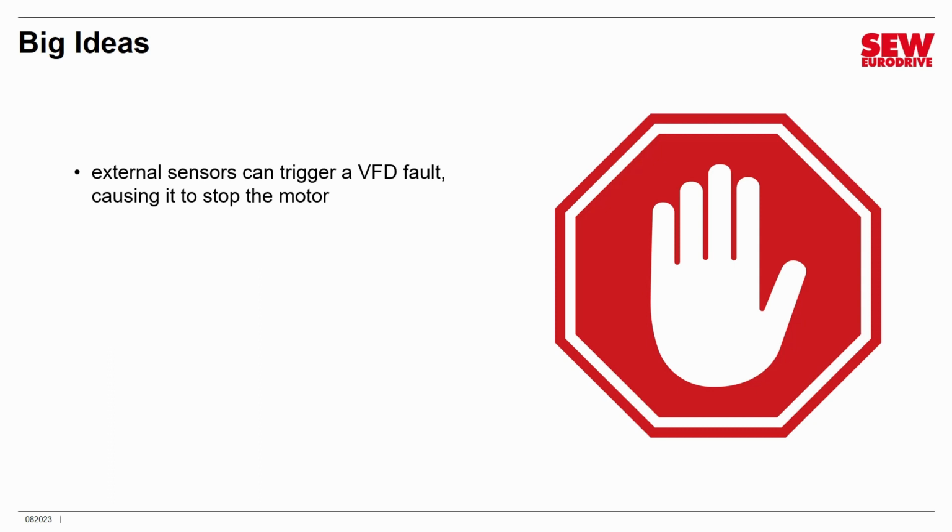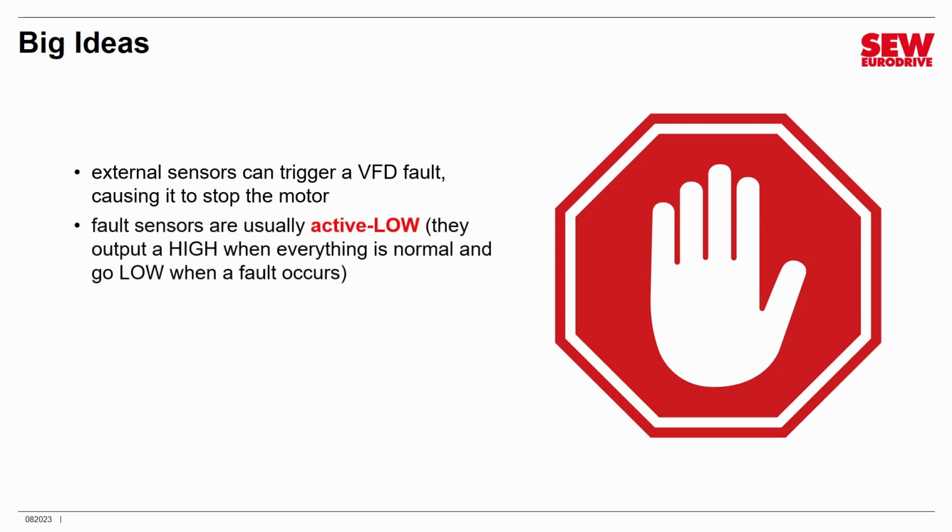We're going to look at those, but let's talk about sensors for a second. Fault sensors are usually what we call active low. What that means is when everything is normal, they're outputting a high value, in other words, 24 volts, but when something goes wrong, the output of the sensor goes low. It comes down to ground level. You may wonder, why does it work this way? It's kind of a safety feature.